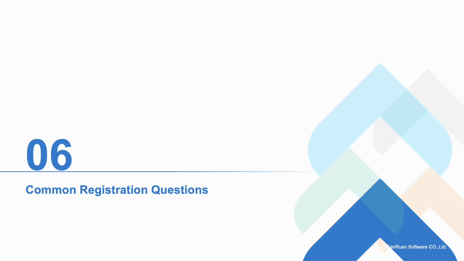Welcome to our registration troubleshooting guide. In this section, we'll address some of the common problems users encounter during product registration and provide solutions to help you resolve them. Whether you're encountering licensing errors, having trouble with activation, or facing any other registration-related problems, this video is designed to assist you in resolving them quickly and efficiently.